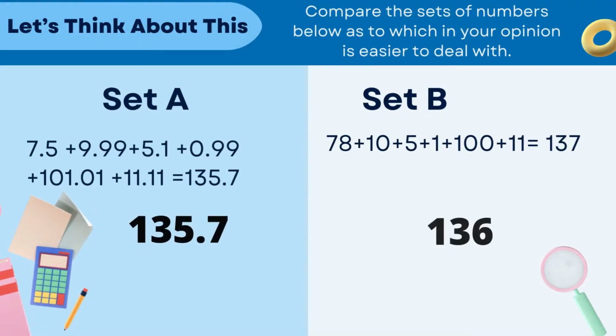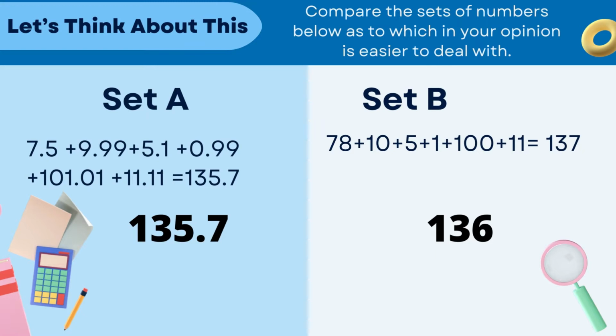What do you notice about the sum of the numbers in both sets? Yes, notice that if we round off the sum of the numbers in set A to the nearest whole number, we will get 136, the sum of the numbers in set B. The principle used in comparing the two sums is the same principle behind estimating quantities.